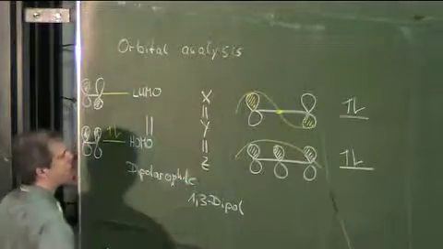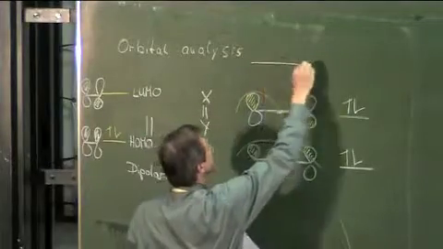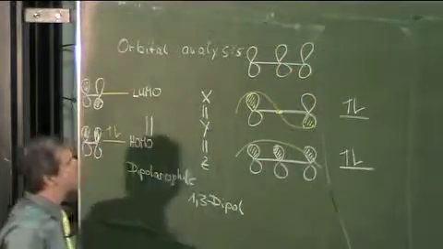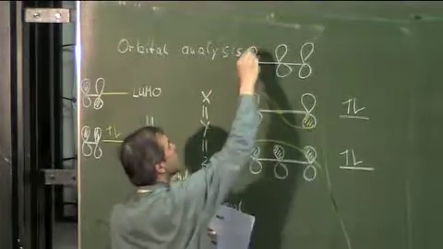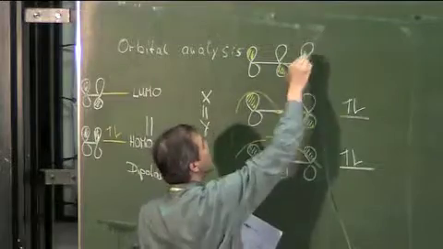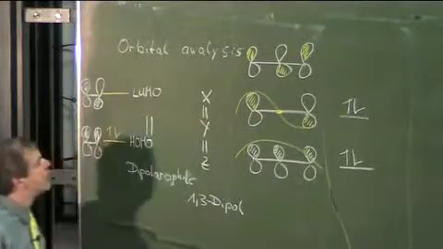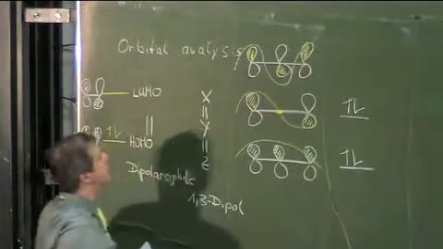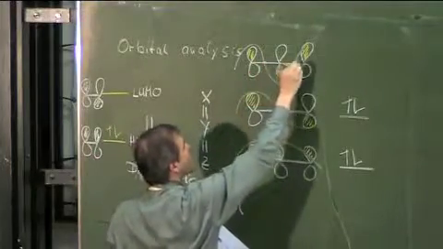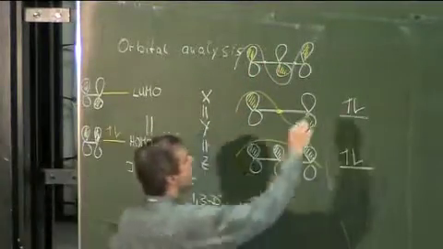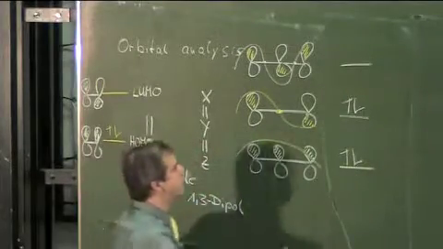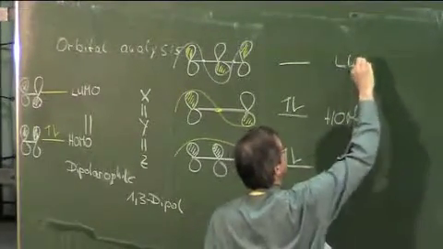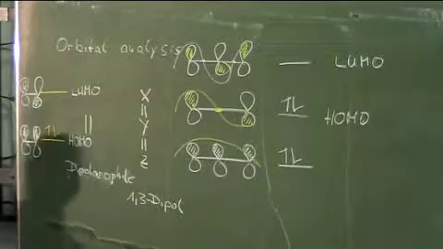As you can see, we have to fill in 4 pi electrons. And then we have a third orbital, which now has to have 2 nodes. So I color them this way, with the nodes on these positions. And this is unoccupied. So the HOMO is here, and the LUMO energy is here.